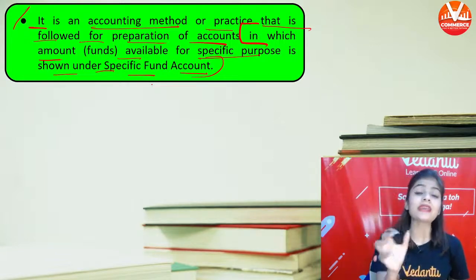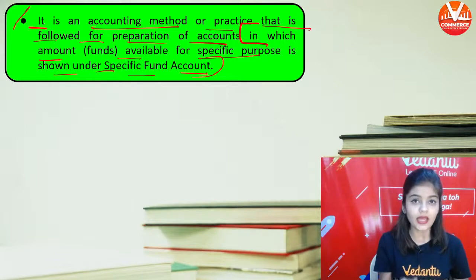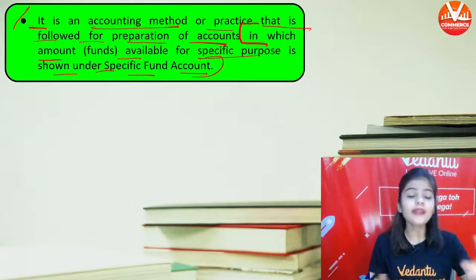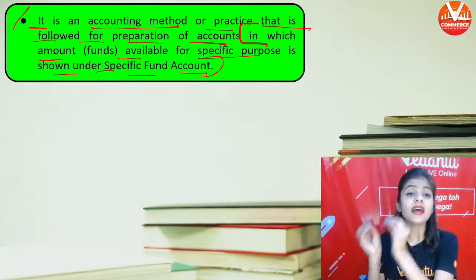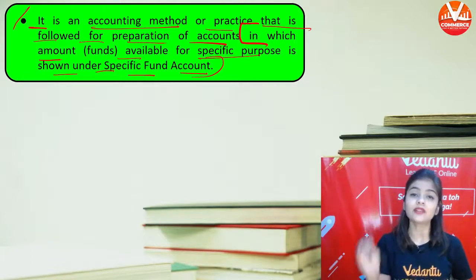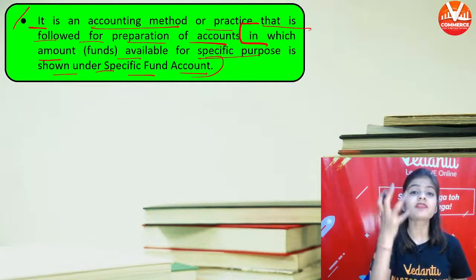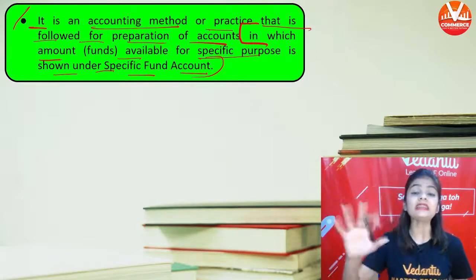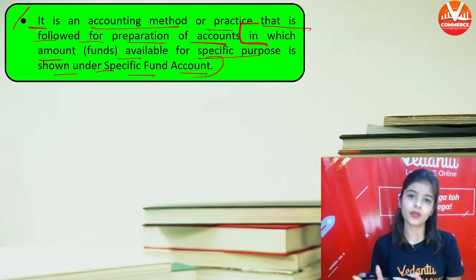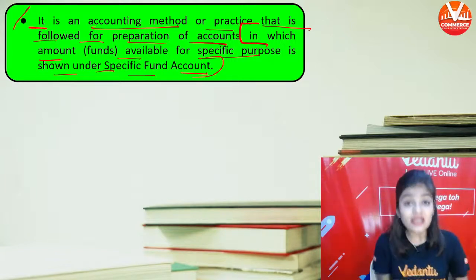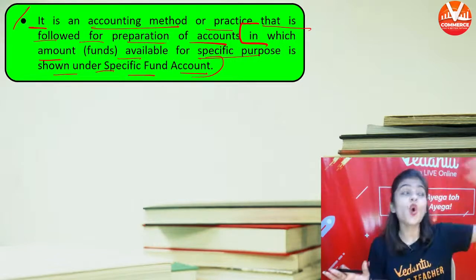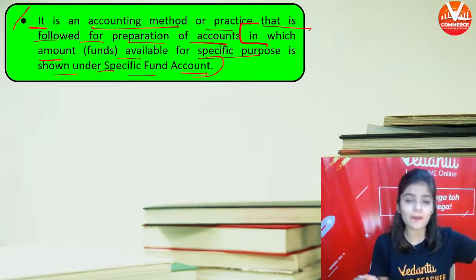In this fund-based accounting method, the fund that is available for a specific purpose, you will record that, you will show that under a specific fund account. आप उसको अलग से अकाउंट में दिखाते हो। The specific purpose funds are shown separately in the balance sheet and that is known as fund-based accounting. So what is fund-based accounting? It is an accounting method in which funds available for specific purpose are shown separately, are recorded separately.